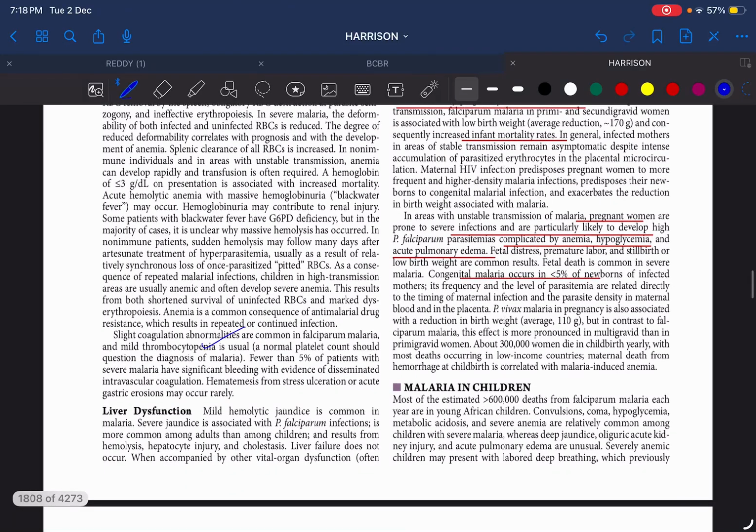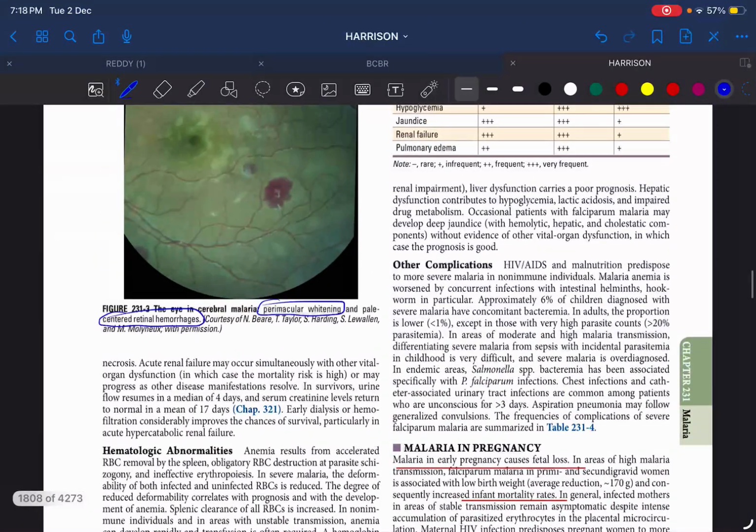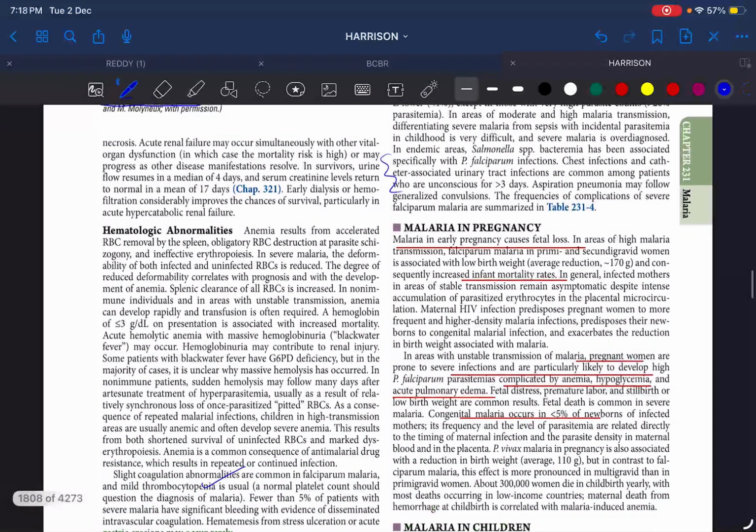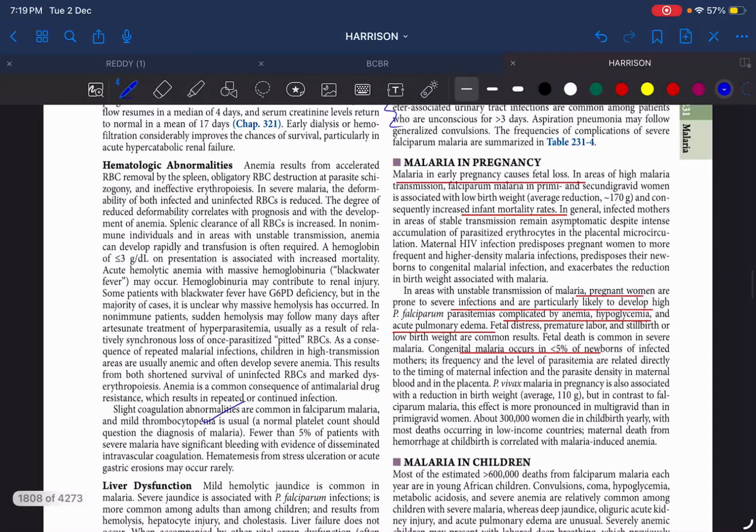And liver dysfunction, as I told you, occurs because of hepatocyte damage. Remember, malaria will be very, very severe in HIV, AIDS, and other immunocompromised patients. Chest infections and catheter-associated urinary tract infections are also very common in prolonged bed stay patients. Remember, malaria in pregnancy causes early fetal loss, especially in the first trimester, and is also associated with increased mortality.